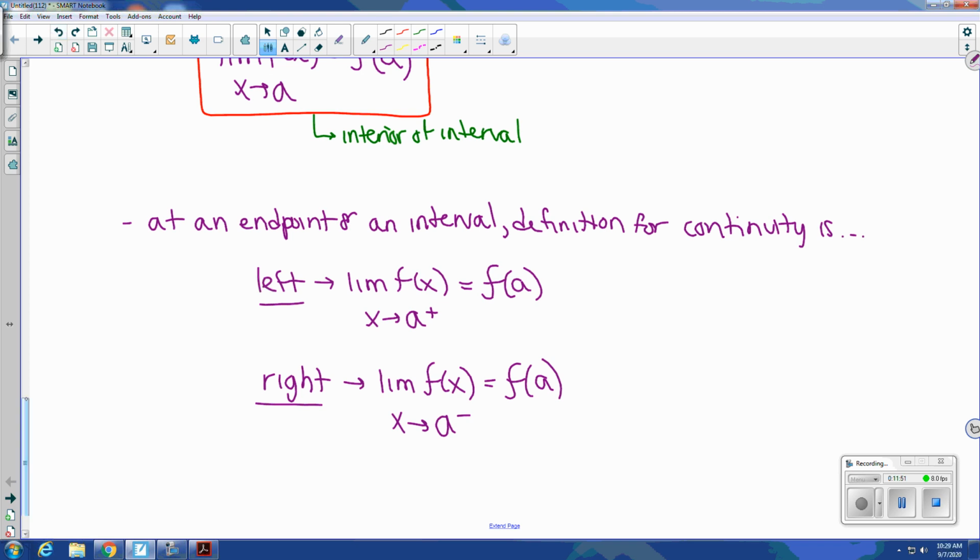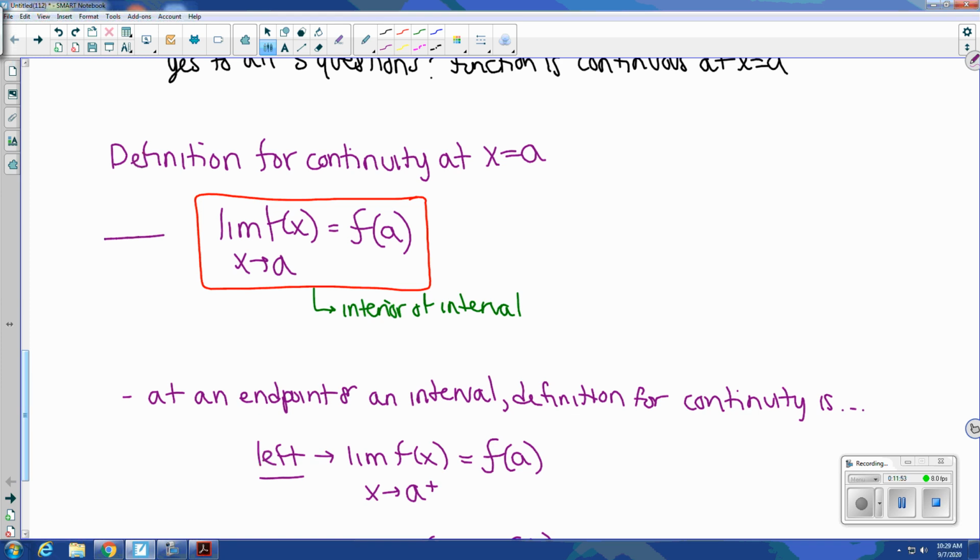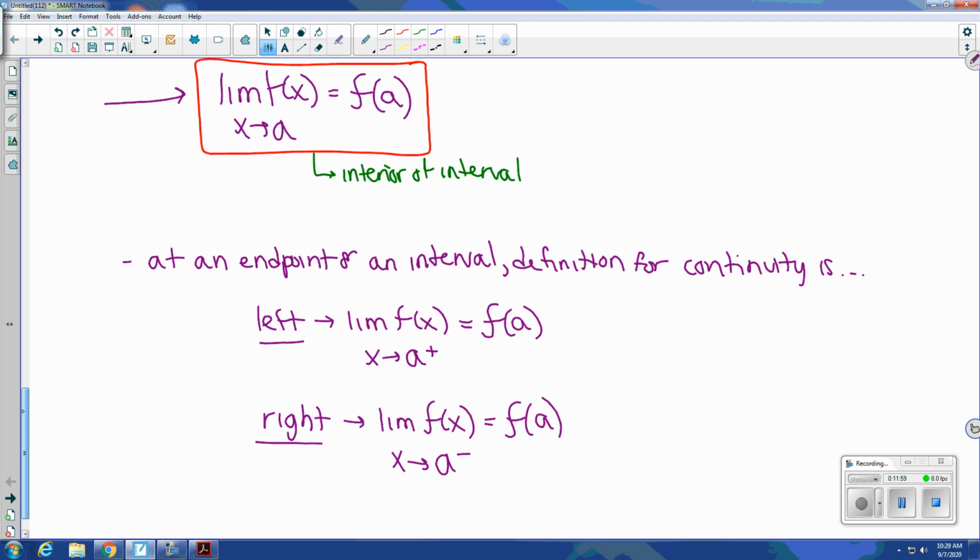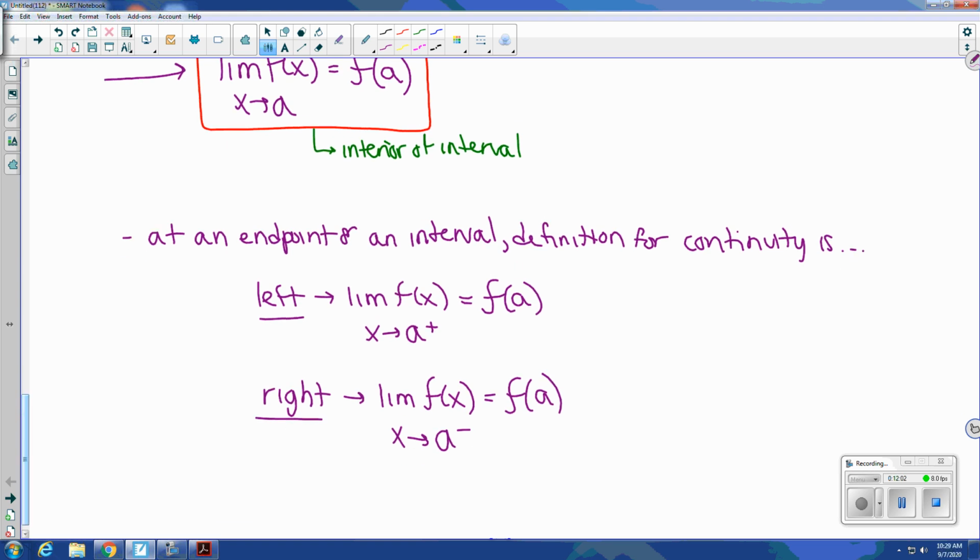So again, you really need to know this definition right here. So memorize that, understand it. We'll go through some formal examples in class, but you need to know the definition for continuity. So now that we know how to define continuity, we're going to look at types of discontinuities.